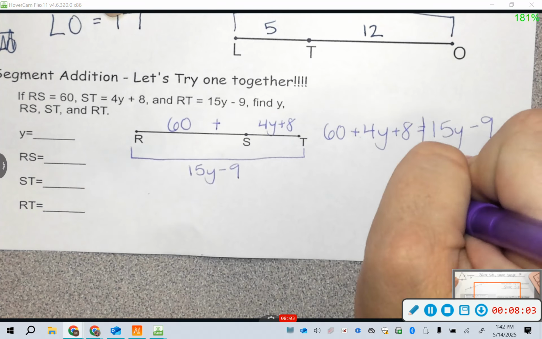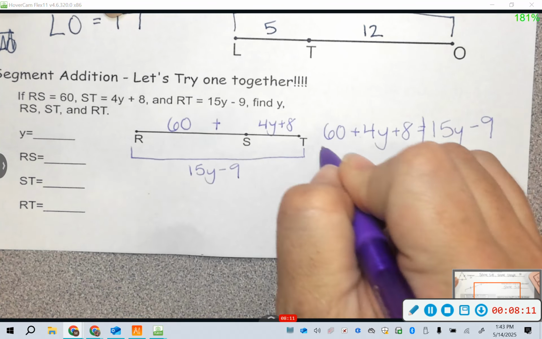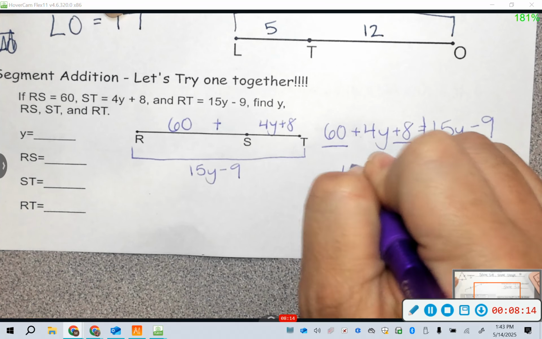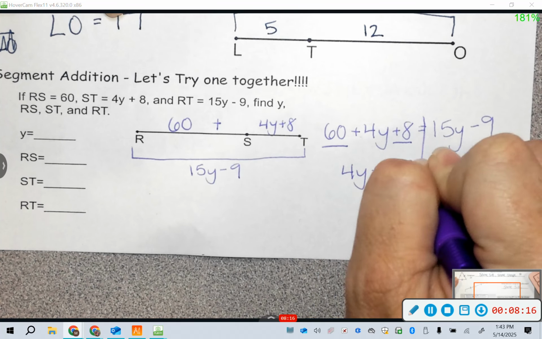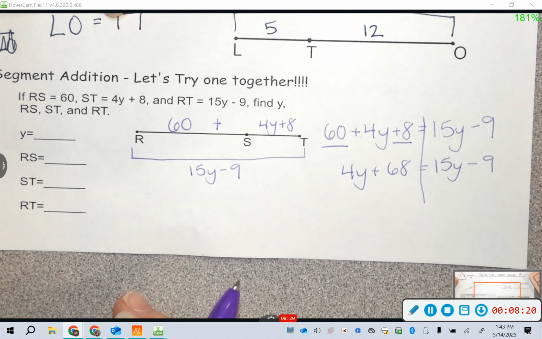Okay, so again, we're following Don't Cry, My Dear. There's nothing to distribute, but we do need to combine like terms. What are my like terms to combine? 60 and 8. What's 60 plus 8? 68. Do I have anything else that's like terms on the same side? No. So now what do I do? Minus 68. Yeah, so I can move that first.